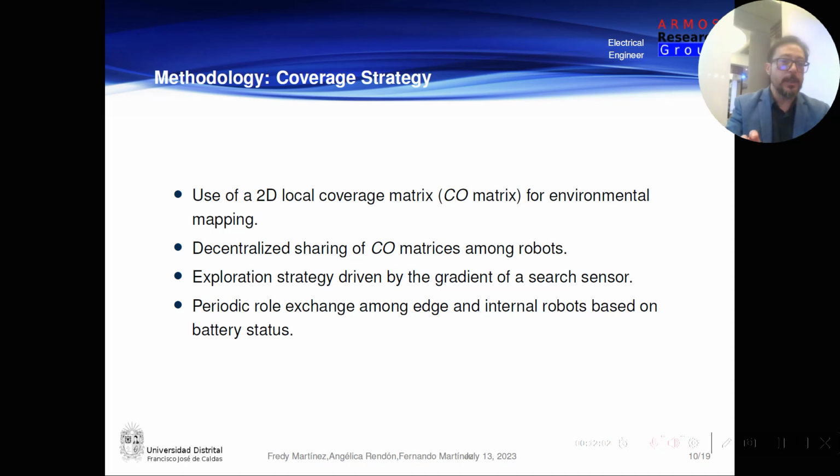The strategy tries to find that information, but only a small quantity of robots is searching the environment. The other robots just follow the neighbors. And this kind of role is changed along the navigation in the environment to try to conserve most of the battery in the robots.